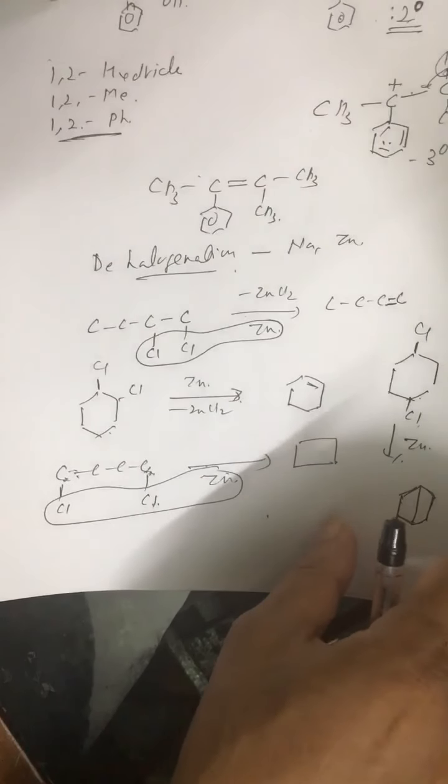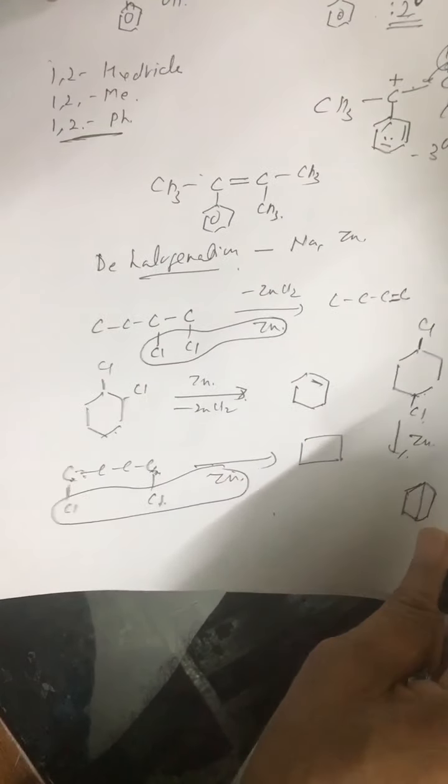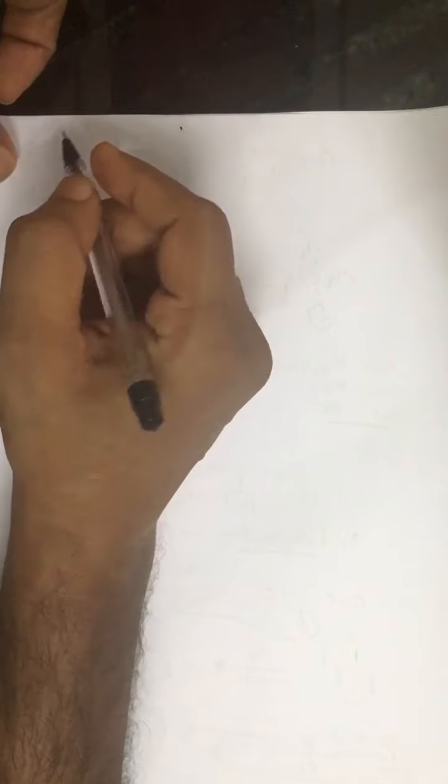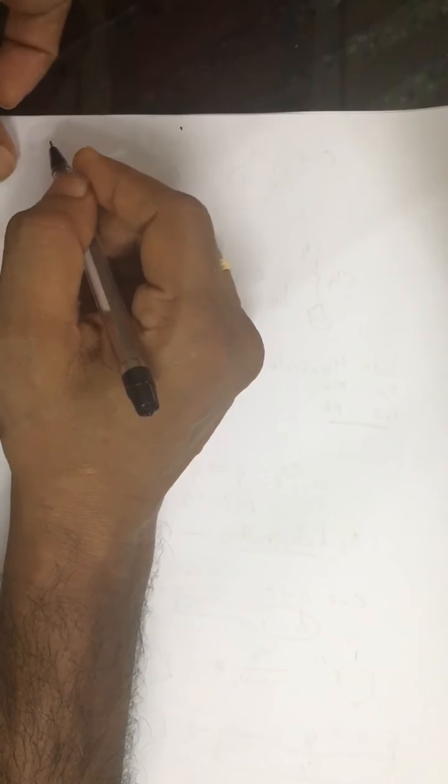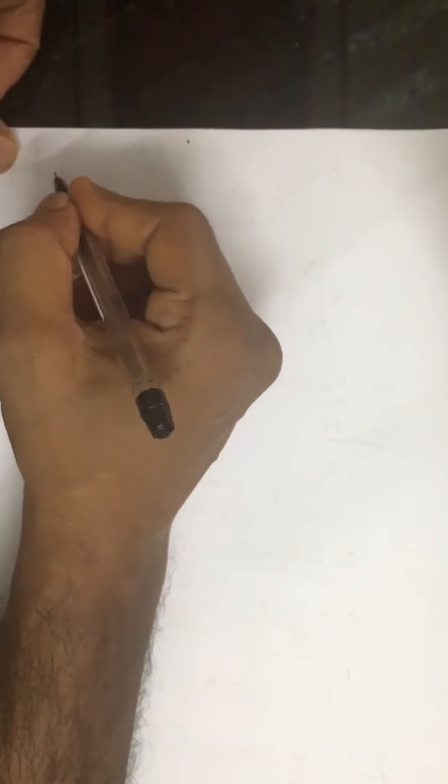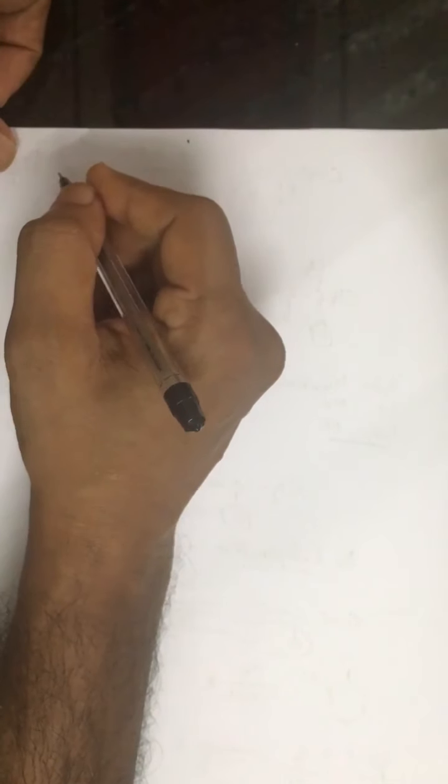So dehydrohalogenation, dehydration, and dehalogenation: the reagents used are different. For dehydrohalogenation, alcoholic KOH or NaNH2 etc. are used. For dehalogenation, zinc or sodium metal. And for dehydration, concentrated H2SO4 or concentrated H3PO4 etc. are used. Alright. And to prepare acetylene, we have one, Kolbe's electrolysis, we have seen.